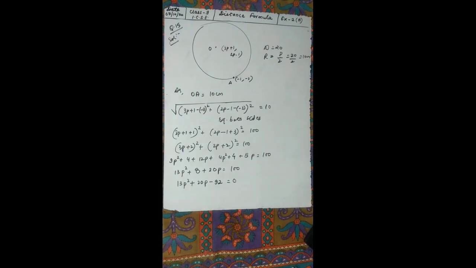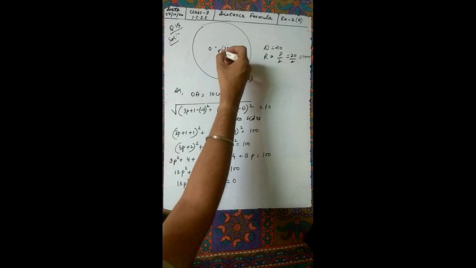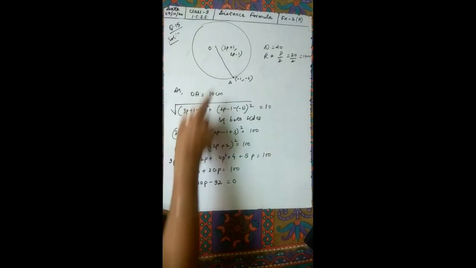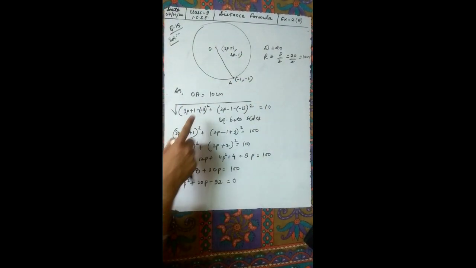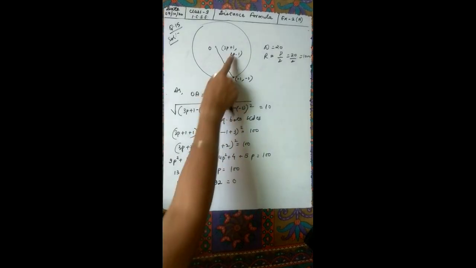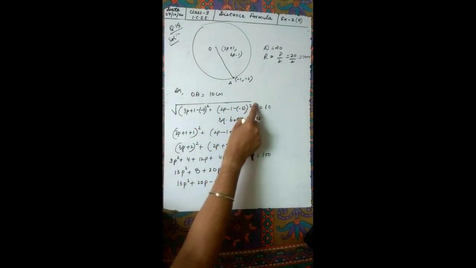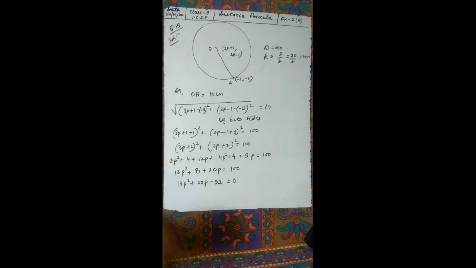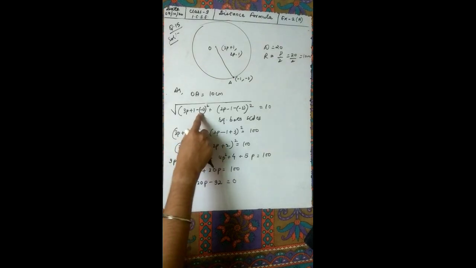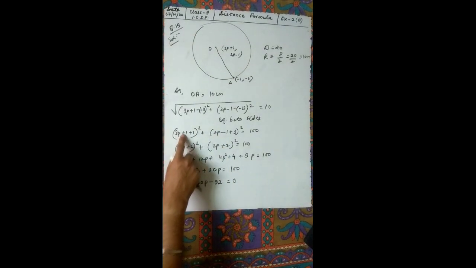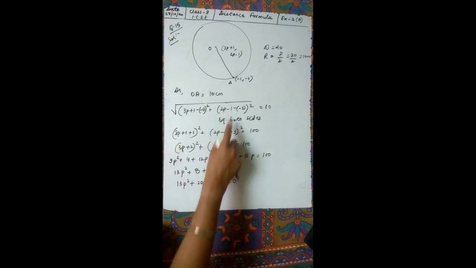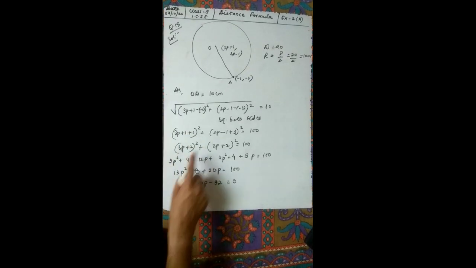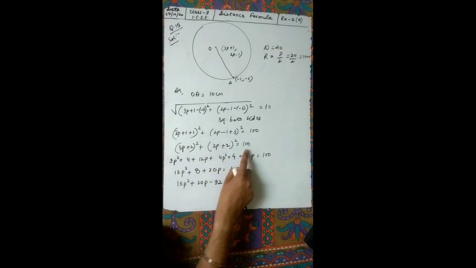Now OA is the radius, so OA equals 10 centimeter, and by using the distance formula, (3p plus 1 minus (minus 1)) plus (2p minus 1 minus (minus 3)), the whole square, equals 10. We are squaring both sides. This minus will become plus. So (3p plus 1 plus 1) square plus (2p minus 1 plus 3) square equals 10 square, which is 100. That is, 3p plus 2, and 2p plus 2, equal to 100.